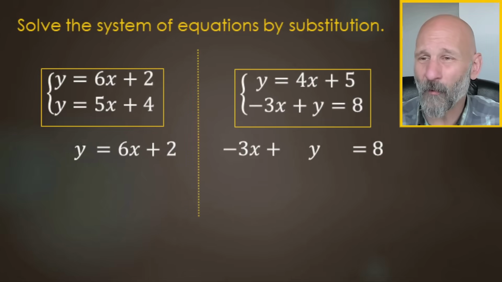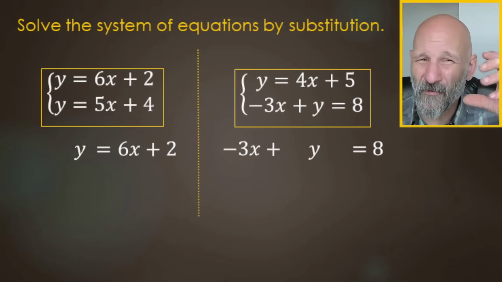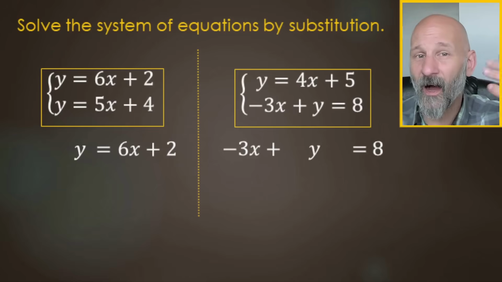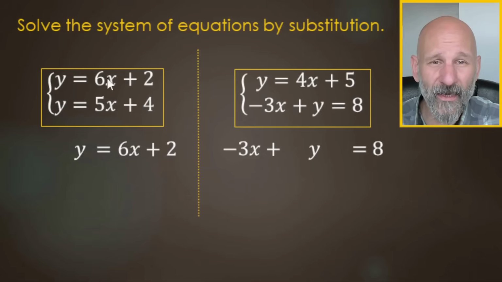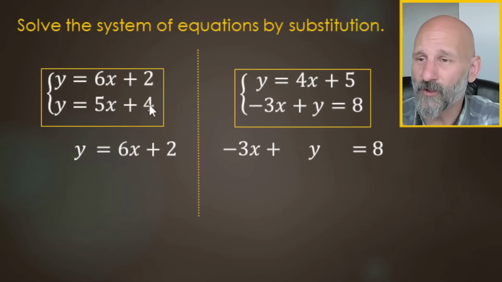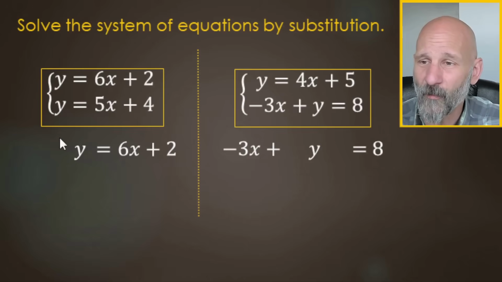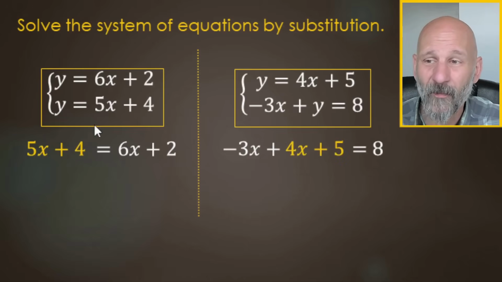So just looking at real quick between the two, we kind of dealt with two different styles of substitution. This one, you have them both y equals and y equals. They're both in slope-intercept form. Over here, we have the top one's in slope-intercept form and the bottom one is in standard form. So when you have both in slope-intercept form, you kind of do that substitution. You make them equal to each other.